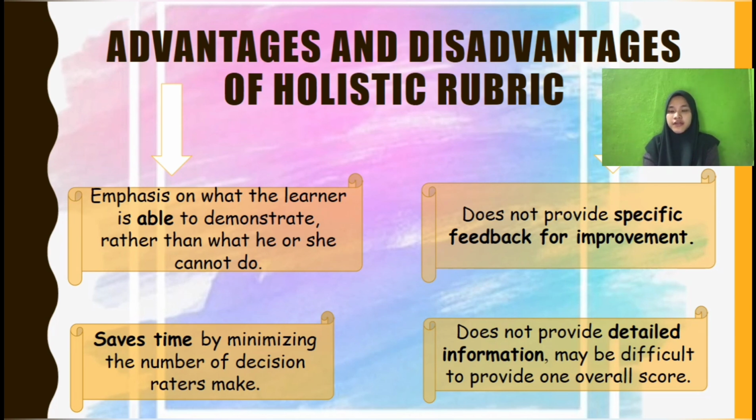Okay, for disadvantages, the holistic rubric does not provide specific feedback for improvement. Second, it does not provide detailed information. It may be difficult to provide one overall score. That's all for the advantages and disadvantages of the holistic rubric.